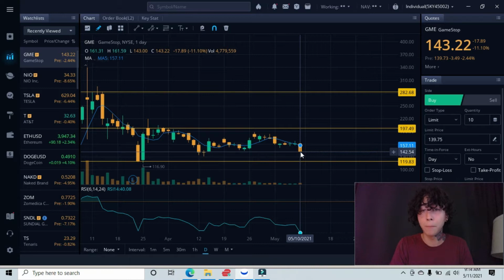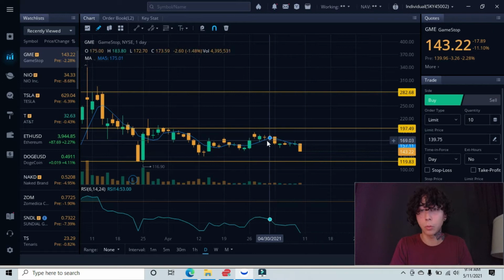We're creating a new low. This morning we're actually around the 139, so we're even lower than we were yesterday. And if we look left, we broke all these candlesticks over here. So we are in this clear downtrend.